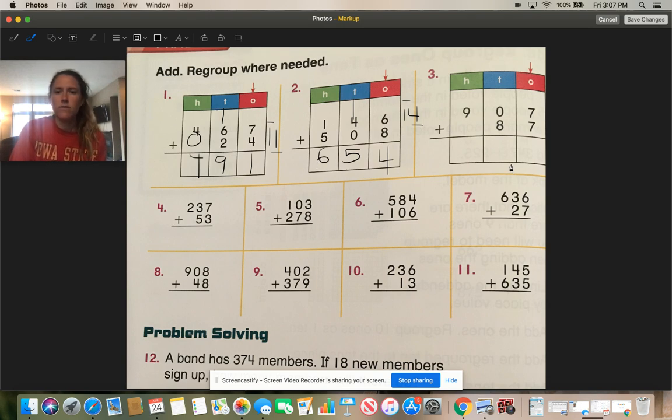Okay, 654. 907 plus 87. 7 plus 7. We start in our ones place. So 7 plus 7 is 14. That's a doubles fact. I can't put 14 down there, so I'm actually going to write it down here, because my paper is too small. 14. So 14, the 4 goes here in the ones place, and the 1 goes up here in the tens place. 1 plus 0 is 1, plus 8 is 9. 9 plus nothing, or 0, if that helps you, is 9.